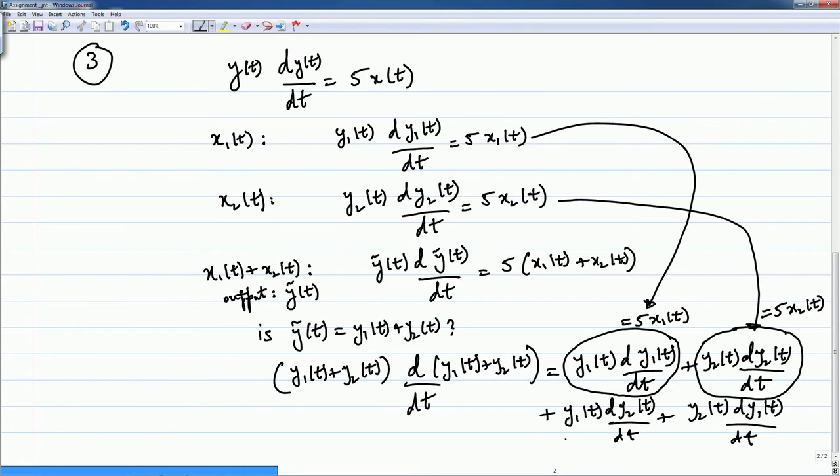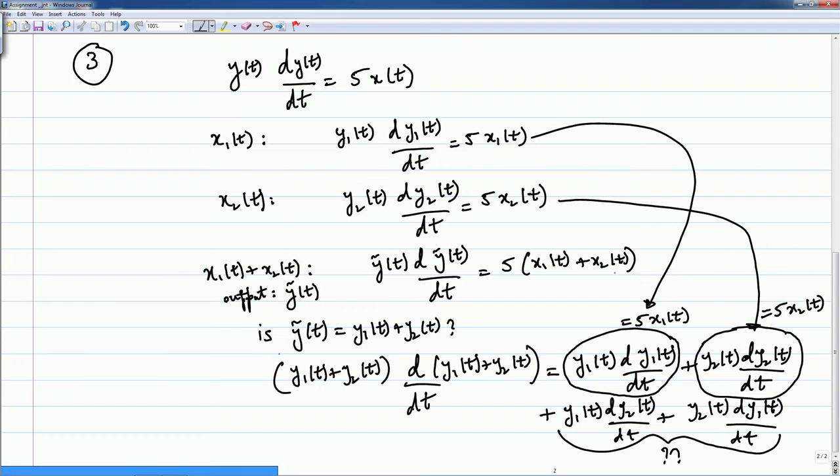On the other hand, these two terms cannot be simplified any further. So, those two terms still show up. On the other hand, what happens if you put in y tilde of t in this equation? y tilde of t times dy tilde of t by dt equals 5 times x1 of t plus x2 of t. Now, if you look at these two equations, y1 of t plus y2 of t satisfies this complicated equation with these mixed terms. On the other hand, y tilde of t times dy tilde of t by dt is simply equal to 5 x1 of t plus 5 x2 of t.